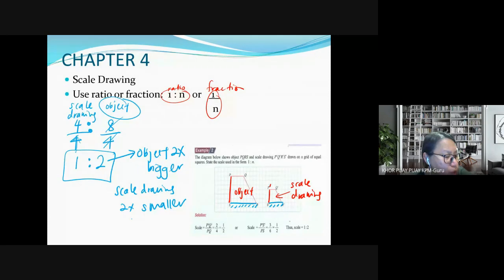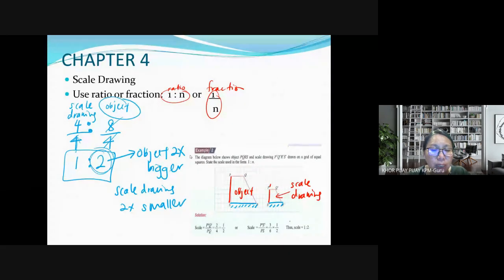Do I draw big or draw small? You must look at how to read this number. 2 means my object is big. So if my object is big, for my scale drawing I need to resize 2 times smaller, so I need to divide. If I want to make it bigger, then I will times.